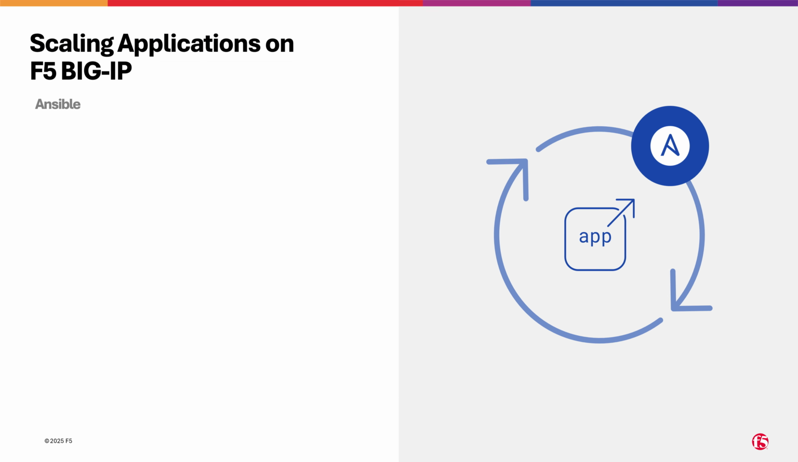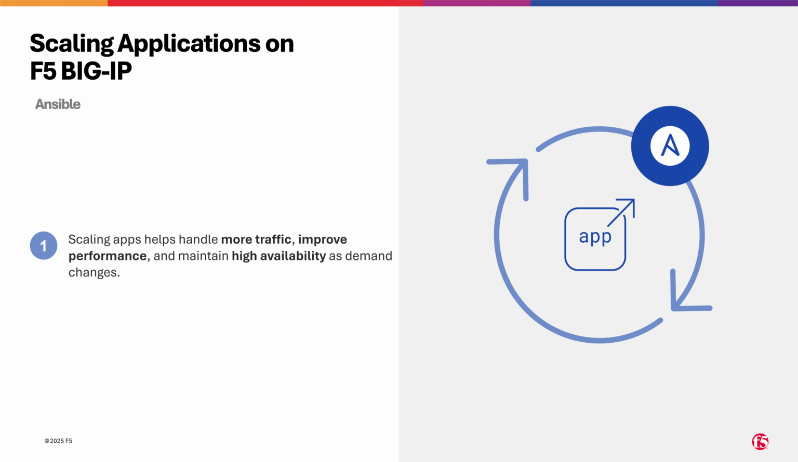We move to the part where we scale an application on an F5 BIG-IP device using Ansible. Scaling applications helps us handle more user traffic, improve performance, and maintain high availability as demand changes. By using automation tools like Ansible, we can scale quickly, avoid manual errors, and save time.